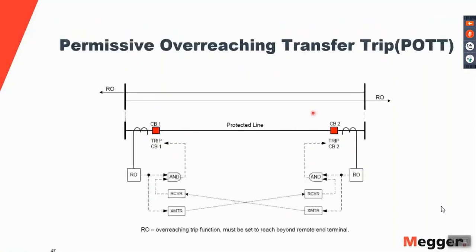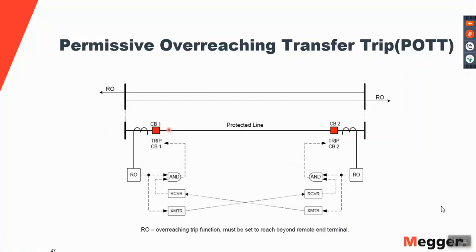In the case of the overreaching, what happens is different. In this case, both relays need to see the fault with zone 2. It's similar to the other one, but both relays need to see the fault on zone 2. And what happens is, let's say the fault occurs here, it will see it with zone 1 and zone 2 because it's very close here.